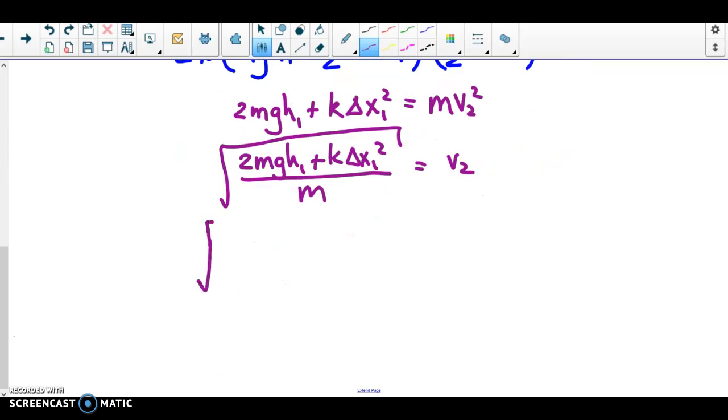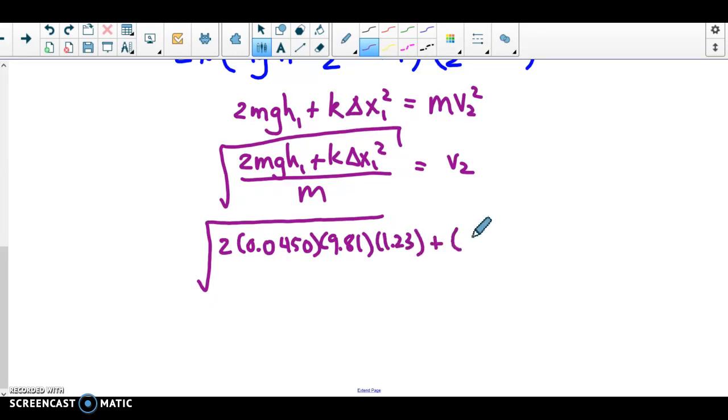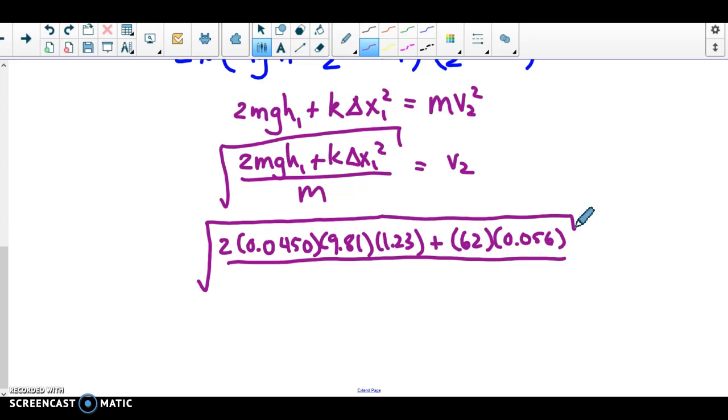So now I'm at the point where I can substitute in some numbers. The mass was 45 grams, 0.0450 kilograms. G is 9.81. Initial height was 1.23 meters. My spring constant k is 62 newtons per meter. The extension is 5.6 centimeters, which is 0.056 meters. I'm going to make sure I extend my square root sign the whole way across so that everybody knows it's all under the square root sign. Finally, I'll divide by the mass again, and that's equal to v2.